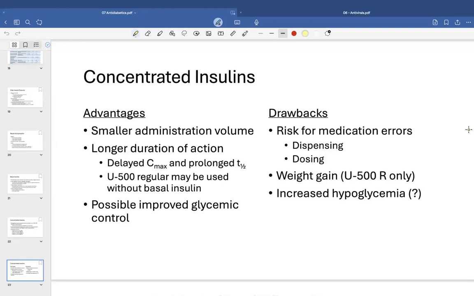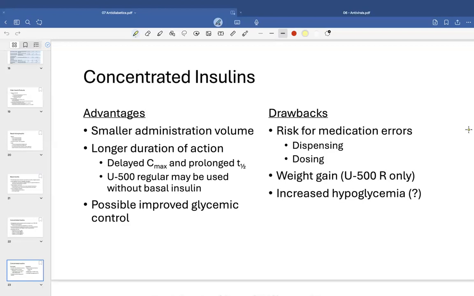The U500 regular has been reported to cause a little bit more weight gain, and there may be an increased risk of hypoglycemia because it has a longer duration of action compared to regular. So those are the concentrated insulin products. Questions on that?